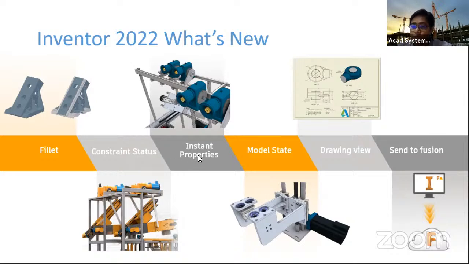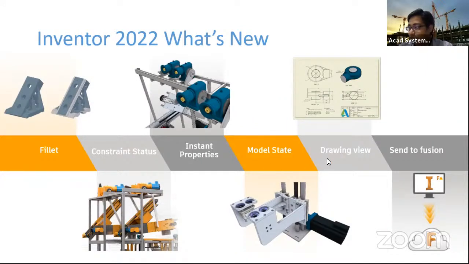Then we have the instant properties. For example, if you have one part which you would like to create multiple copies of, and for each of those copies you want its own unique properties, unique ID, that has been added inside of Inventor 2022. And then the most major update for the newest features is the model state inside of Inventor. This will completely replace the level of detail inside of the Inventor assembly, as well as be introduced in the Inventor part file.